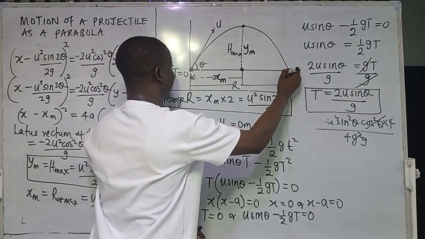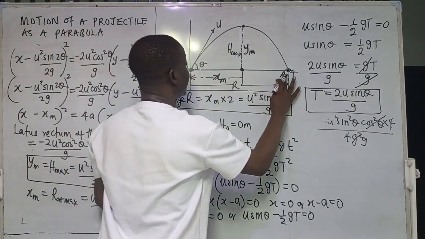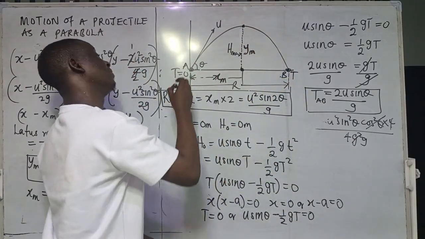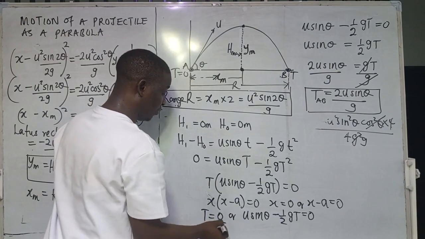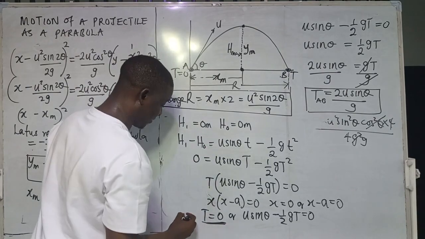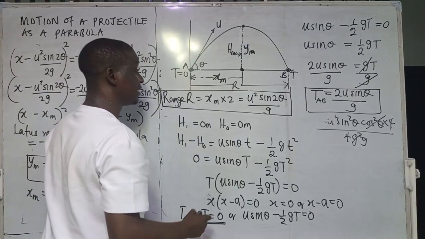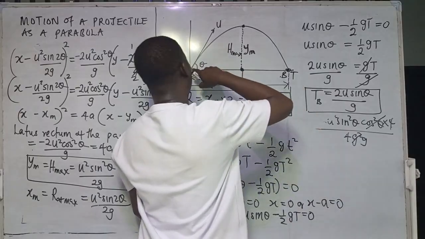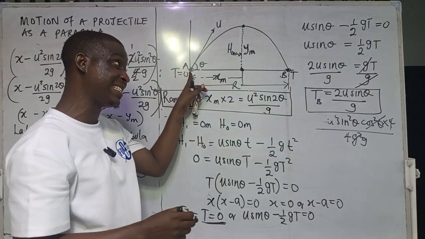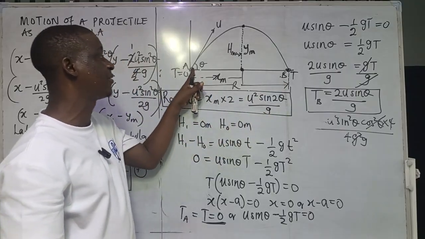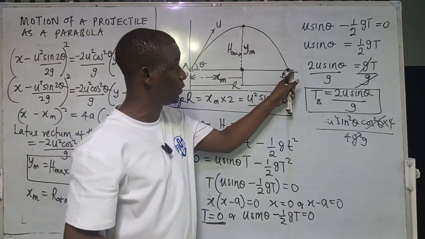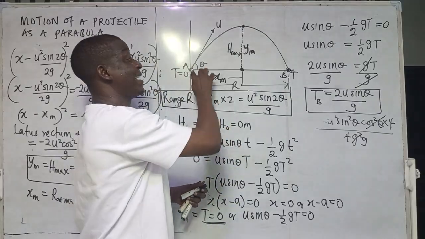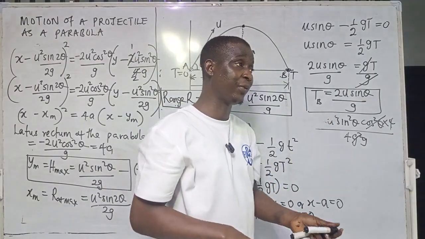This is at this point A now. The time to get from A to B is what we call the time of flight. The time of flight at point A is equal to 0. Time of flight at point B is the time it takes from the level of projection to return back to the level of projection. Or the time it takes for a projectile to travel from rest to rest is what we call the time of flight.